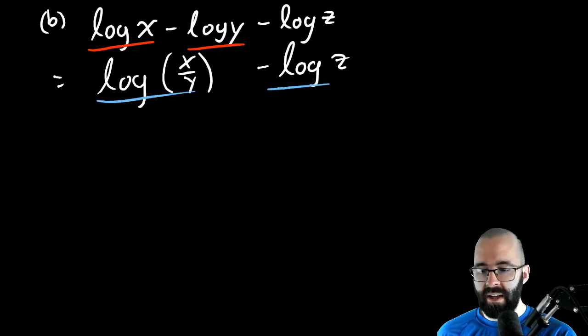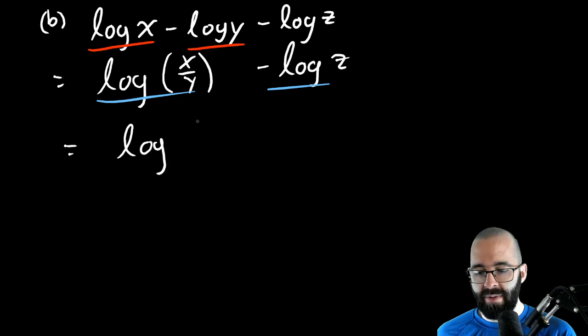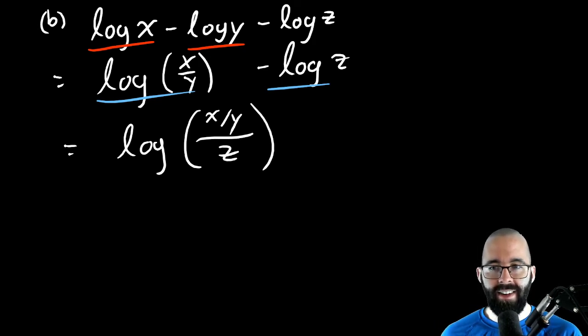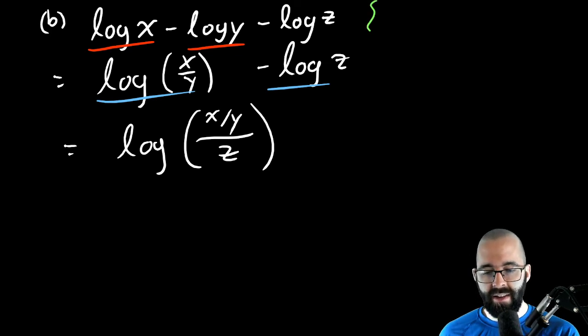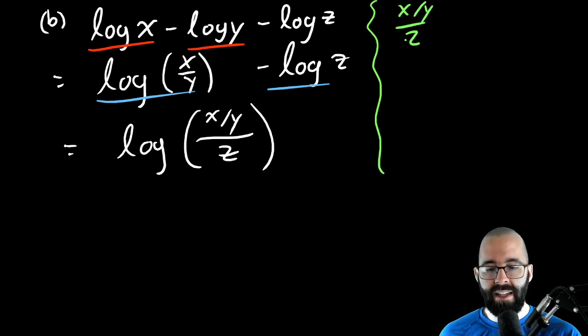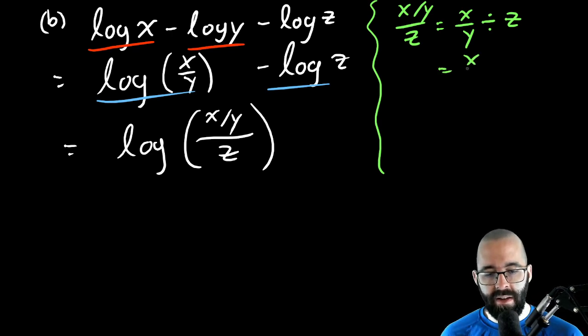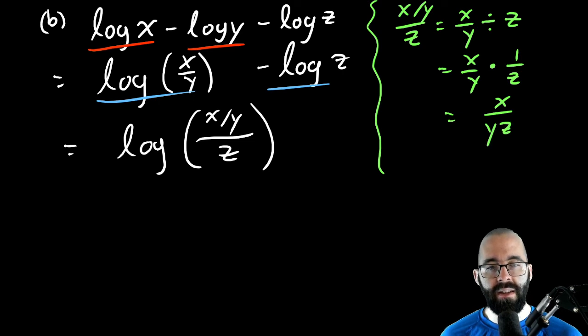And now we're going to use the quotient rule again. It's going to be the logarithm of the first thing, x over y, divided by the second thing. Now we can simplify. All right, what is x over y divided by z? Well, that's the first thing divided by the last thing. Fractions and division mean the same thing, so these are equivalent. X over y, change it into multiplication and multiply by the reciprocal. Division is multiplying by the reciprocal. We just get x over yz.